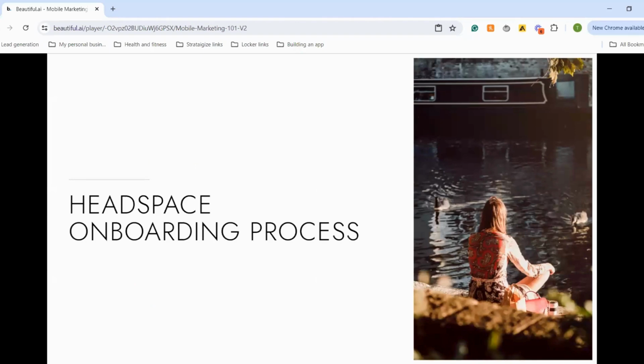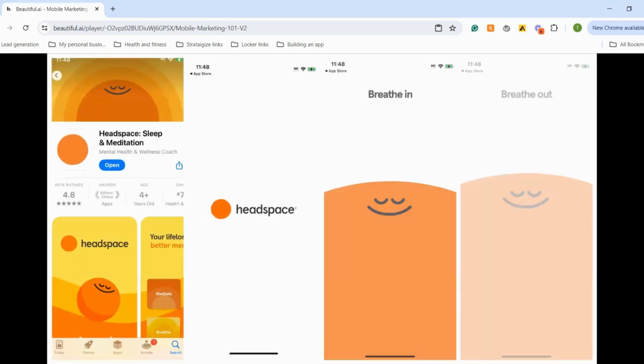So a company that has a really refined onboarding process is Headspace. I'm going to walk you through what their process looks like, what they are doing well, and some key elements of it. Starting in the App Store itself, their branding is all over the place. They have a clear brand identity. And the keywords that they're targeting here: sleep, meditation, mental health, wellness coach. It's very clear what they're all about and what value they're going to provide.